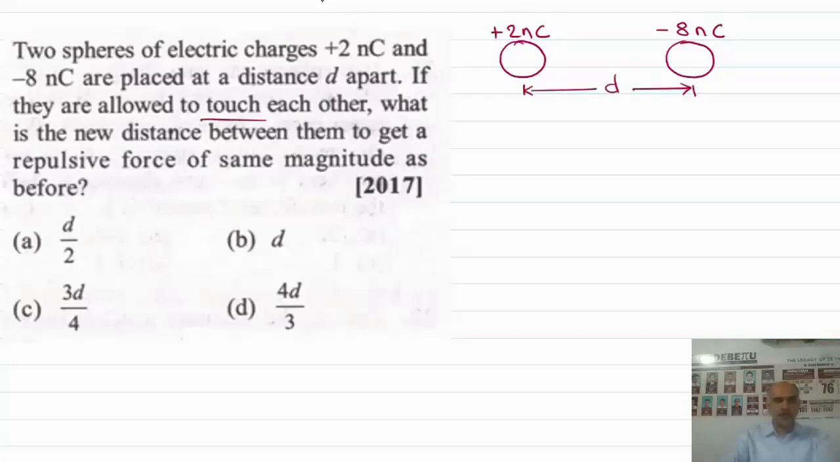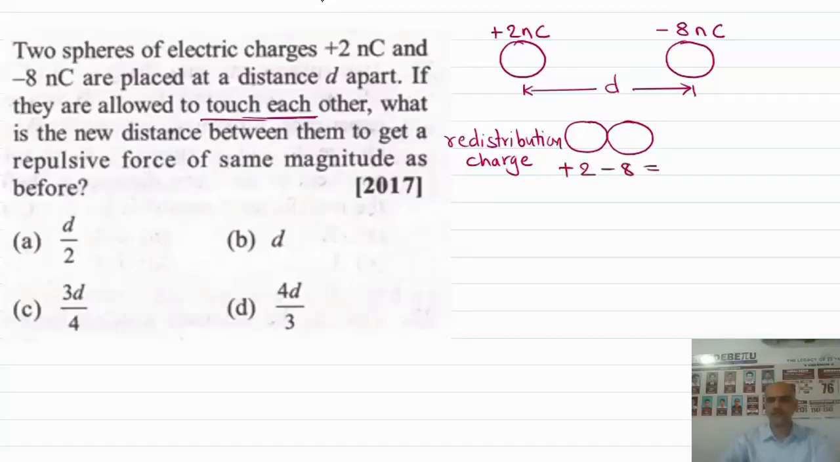If they are allowed to touch each other, the two spheres touch one another. When you touch 2 spheres, there is a redistribution of charge, which means charge moves from one to the other. How do we calculate it? You are required to take the algebraic sum, that is plus 2 minus 8, and solving it you get minus 6 nanocoulomb. This much charge remains when you touch each other. So there will be a flow of charges, and minus 6 nanocoulomb remains.